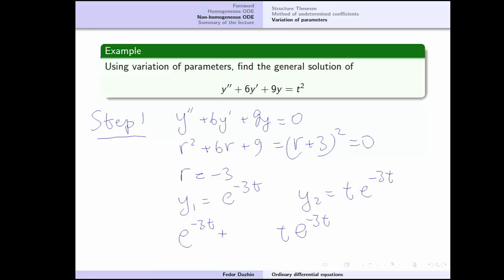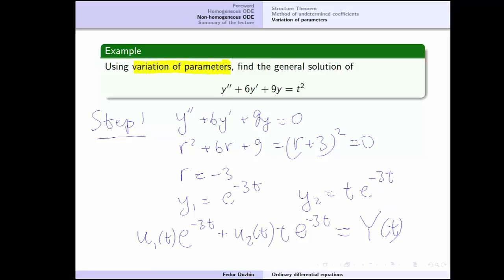Now to produce a particular solution of the non-homogeneous equation, as the name suggests, we use variation of parameters. The parameters that are present here are the coefficients in this form. So if I write C1 and C2, then these C1 and C2 are parameters. But to vary the parameters means that we change the constant parameters to some non-constant functions of t. So I will write u1 of t and u2 of t. And this is going to be the candidate for a particular solution.